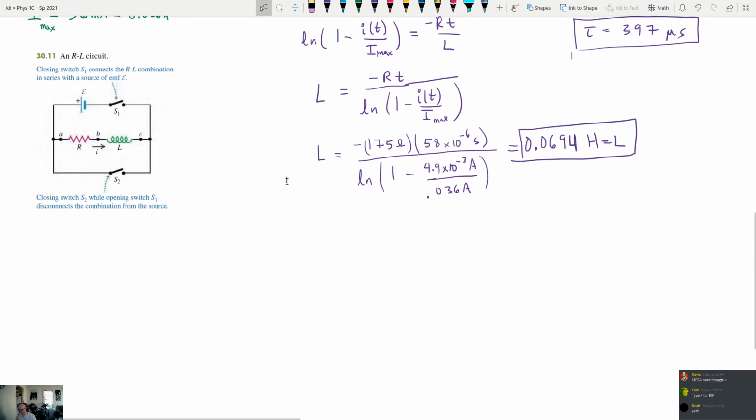All right. If not, before we take a break, let's just quickly go over the other side of the circuit right here. So the other side of the circuit would be what happens, so I'll just read it right here. Closing switch S2 while opening switch S1 disconnects the combination from the source, from E. And what's going to happen then? So if I open S1 and I close S2 at the same time, what's going to happen in my circuit?